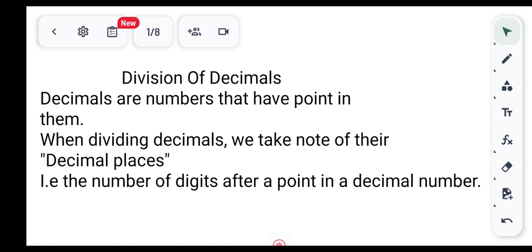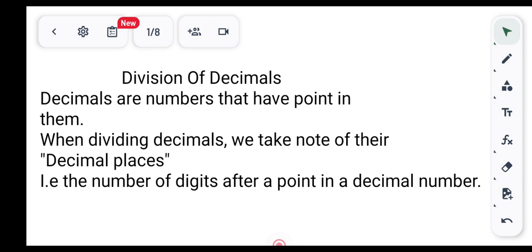Here we have division of decimals. Already you know the meaning of decimals. Decimals are numbers that have points in them. In the previous class, I think we treated the multiplication of decimals. So in this class it is division of decimals.